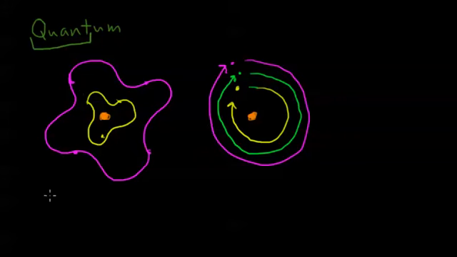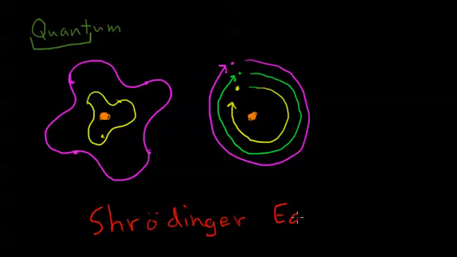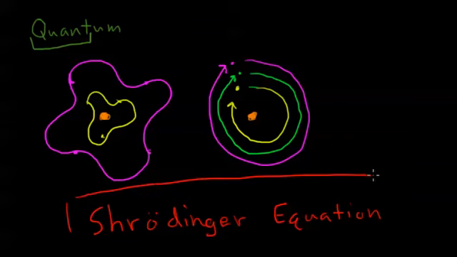So anyway, in the next video I'll introduce the wave equation of quantum mechanics, and that's called the Schrödinger equation. It's two dots. And this is the wave equation of quantum mechanics. Exciting times.